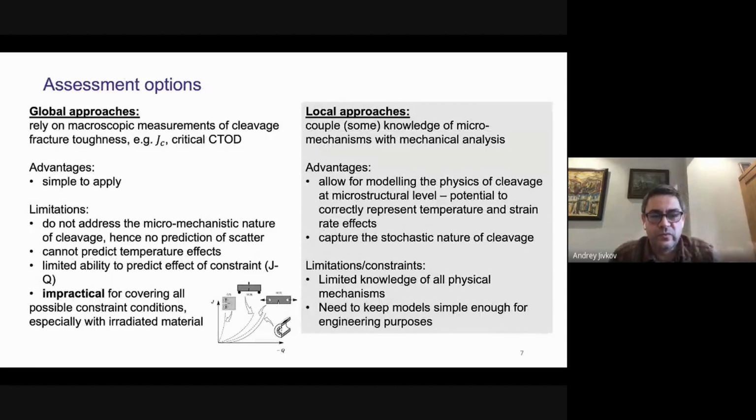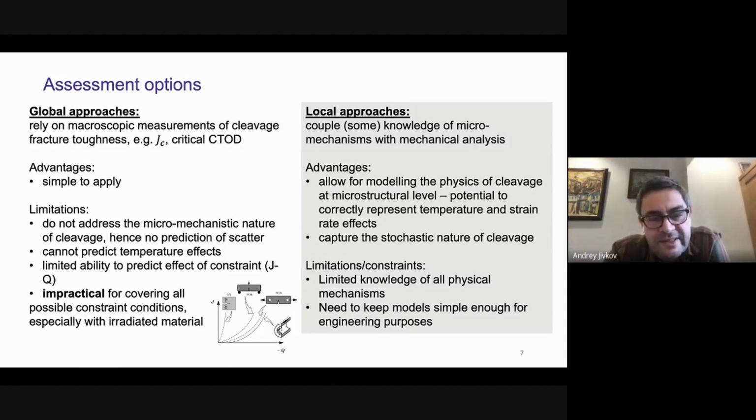So what are our assessment options if we know this? We can continue doing our global approaches, and I assume that everyone is familiar with the KC and JC, the critical stress intensity factor or critical J integral, but they can be based also on critical crack tip opening displacement. These are simple to apply, the global approaches, but you cannot predict the temperature effects so easily without testing actually at every temperature. You cannot predict easily constraint effects, although there are some two-parameter approaches you may be familiar with, like JQ approaches, and you cannot address the stochasticity, the probabilistic nature of this process.